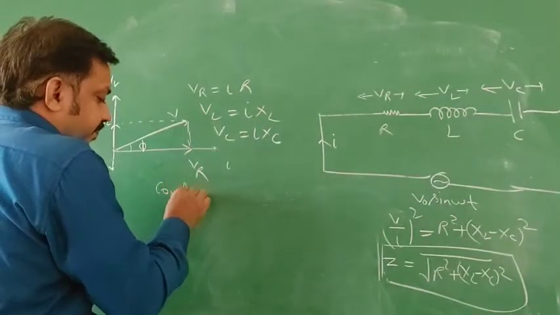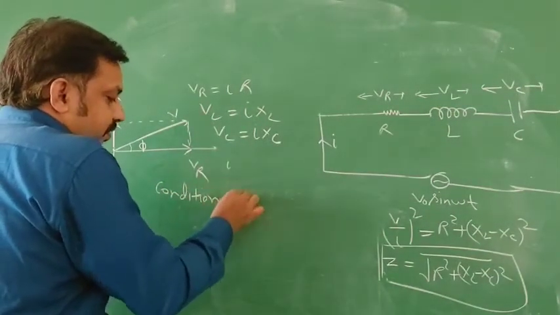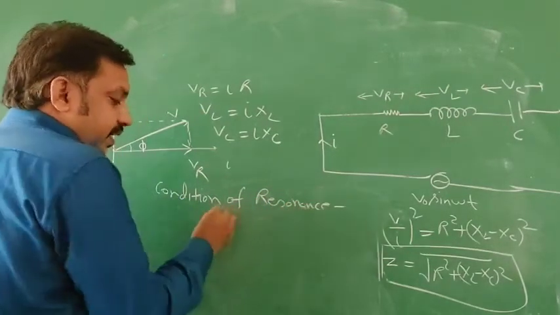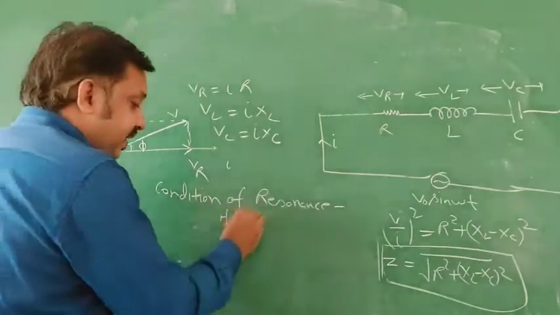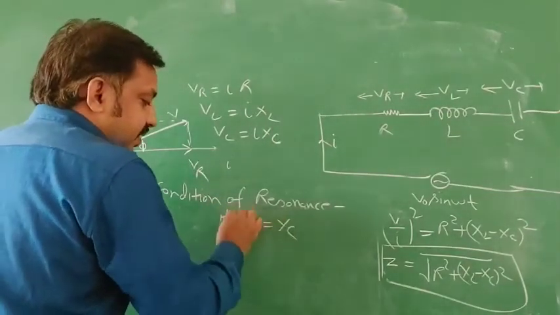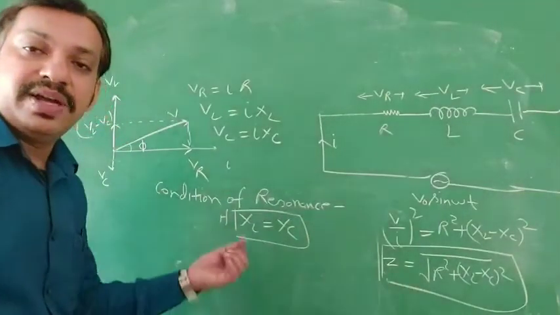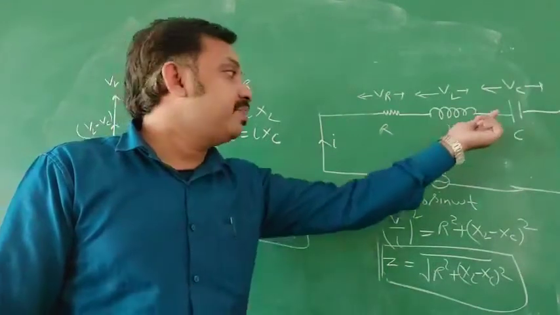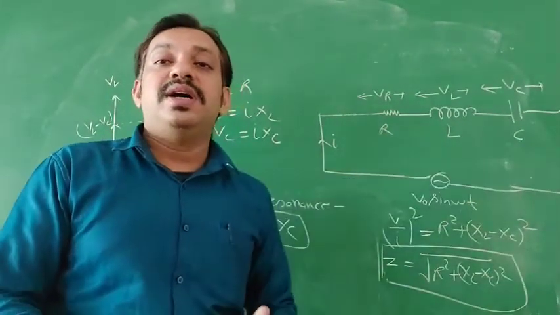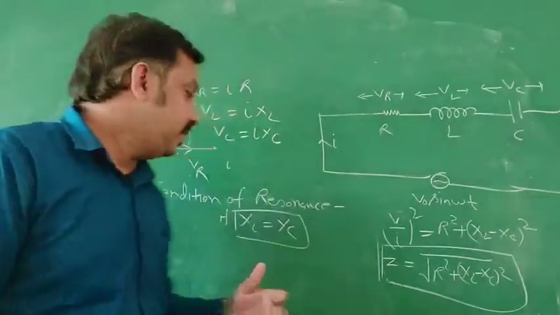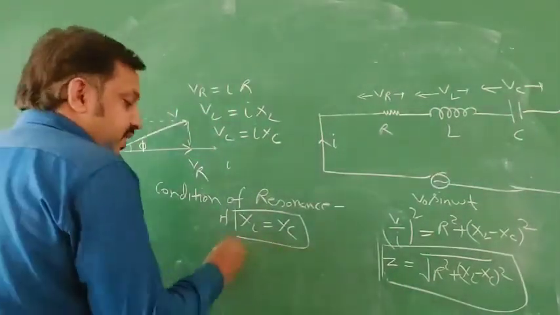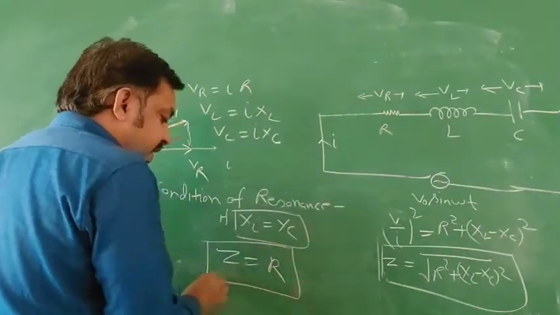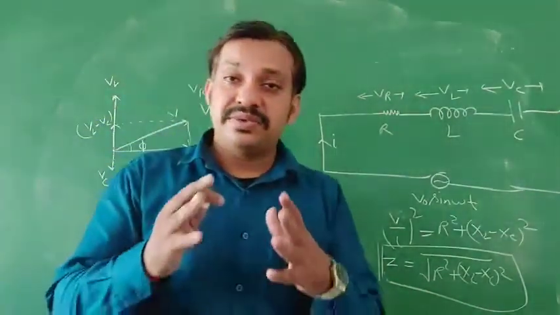Condition of resonance. So if XL equals XC, that means when the inductive reactance equals the capacitive reactance, in that case it is called the condition of resonance. And if XL is equal to XC, then Z is equal to what? From this formula you can find Z is equal to R. Then the circuit behaves like a purely resistive circuit.